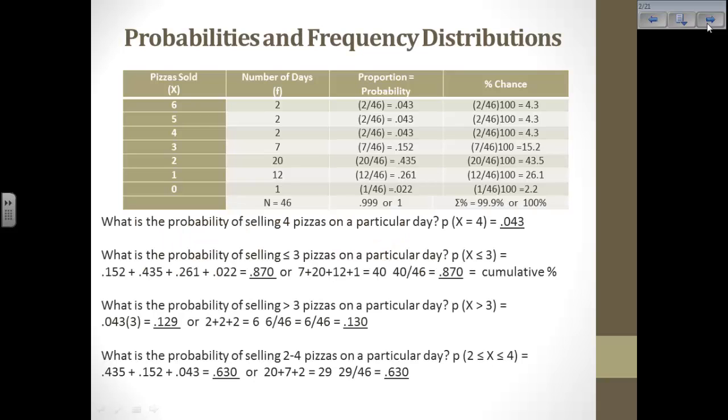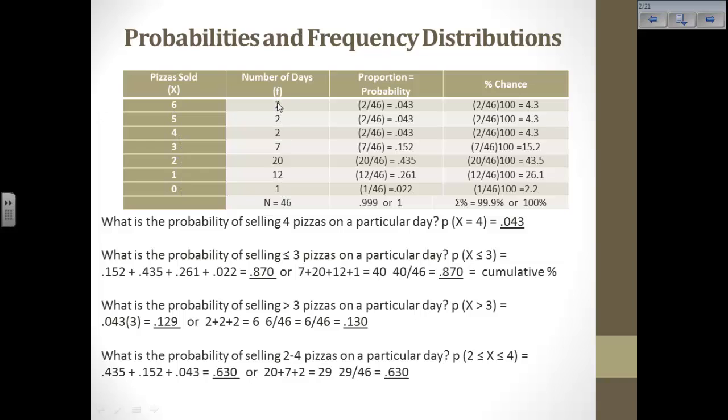This should be a review for you as far as looking at probabilities when you have access to the raw data. Just breaking this down, this would be a frequency distribution table. Here, this represents the value for x, or whatever the variable is. Let's say that we're looking at how many pizzas sold each day since the grand opening, and let's say that this restaurant's been open for 46 days. So this represents the number of pizzas sold.